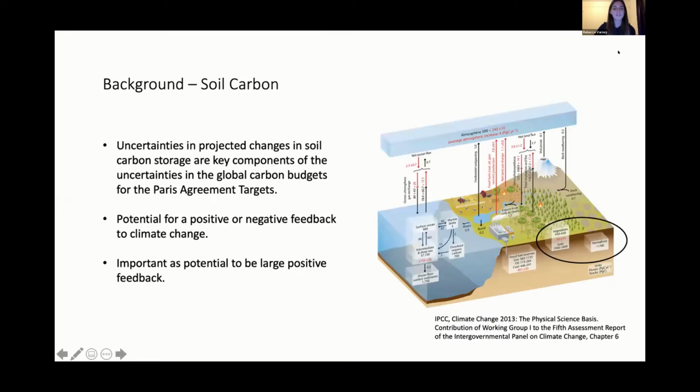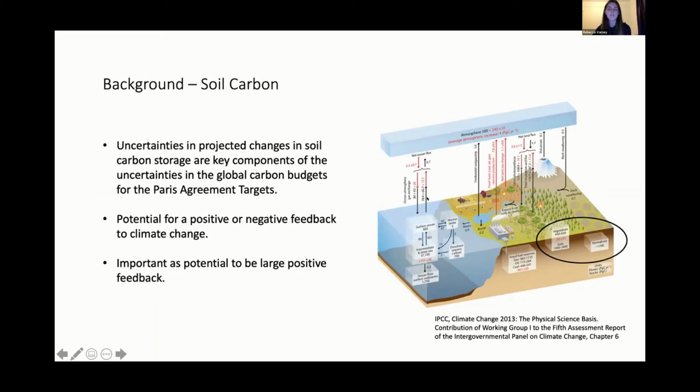The aim of this constraint was to reduce some of the uncertainty associated with the feedback of soil carbon under climate change. Because the uncertainties in projected changes of soil carbon storage are key components of the uncertainty in global carbon budgets, which are required for accurate Paris Agreement targets.